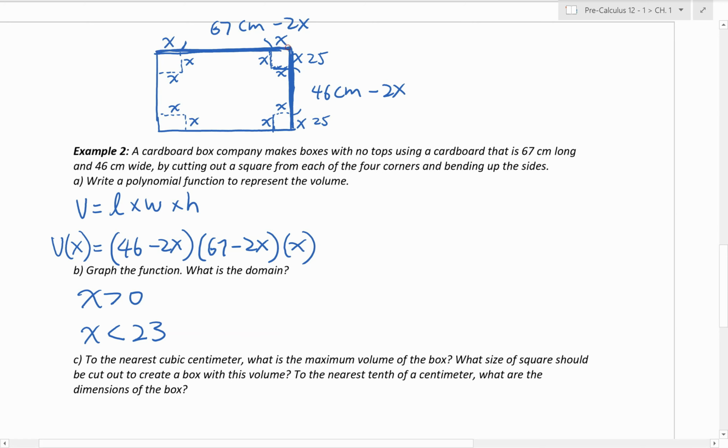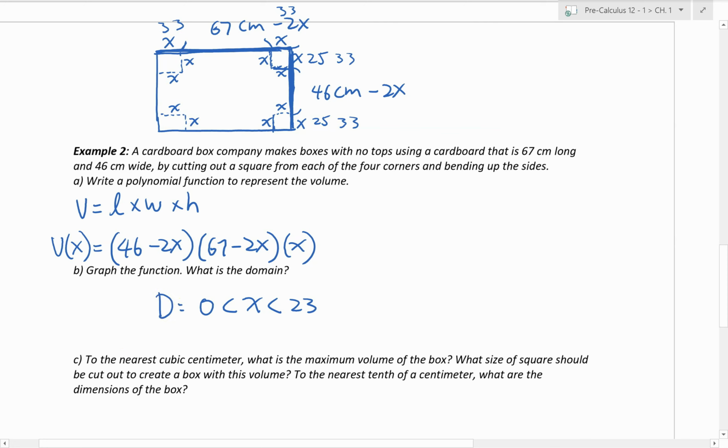I mean, if you think about it, if you consider the length here, the maximum you can cut there is 33.5. Sure, 33 here and 33 here is fine, but if you put 33 here and 33 here, then that's not okay. So we look at the shorter side, right? So if you combine these two restrictions together, our domain is this. x has to be between 0 and 23 and not equal to 0 or 23. Okay, so that's our domain.